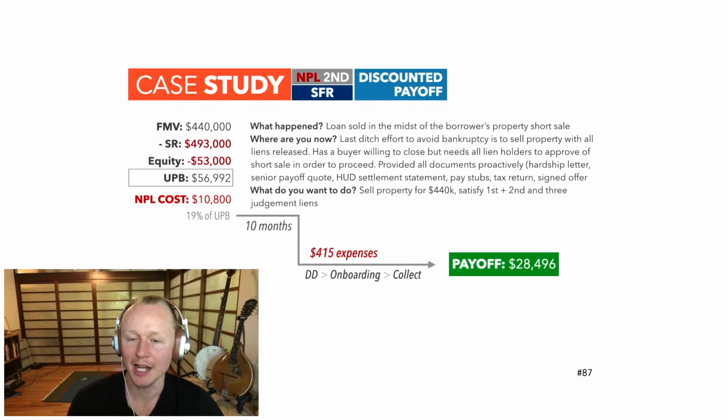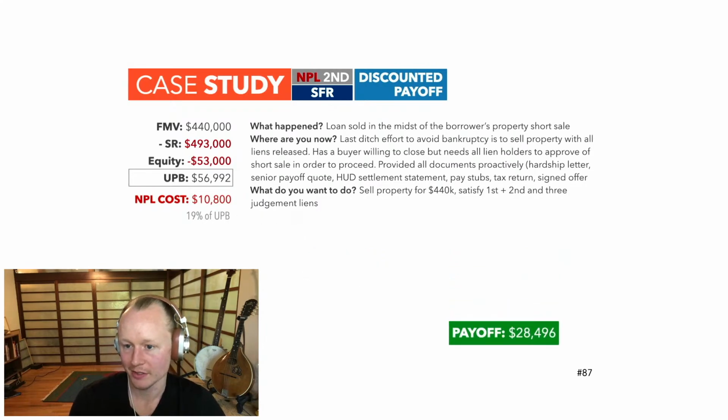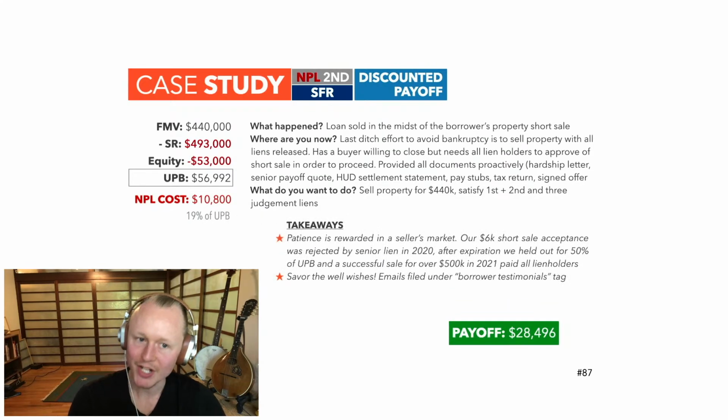So after 10 months, we did finally get $28,496 through an interesting turn of events here. So I think that's in our takeaways section. Patience is rewarded in a seller's market. As you know, what happened between 2020 and today, the market got really, really hot. And even though our $6,000 short sale acceptance was rejected in 2020, it expired.